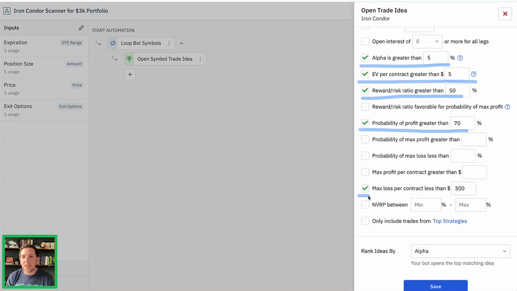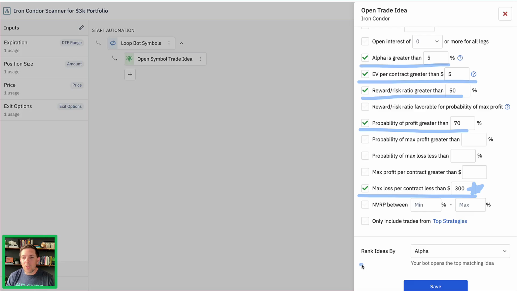I'm also telling it that the max loss per contract needs to be less than $300. So don't open a really, really wide iron condor that's got a max loss potential of $5,000. I don't want that. I want only things that have a max loss less than $300. Keeps everything very small and manageable for my portfolio.